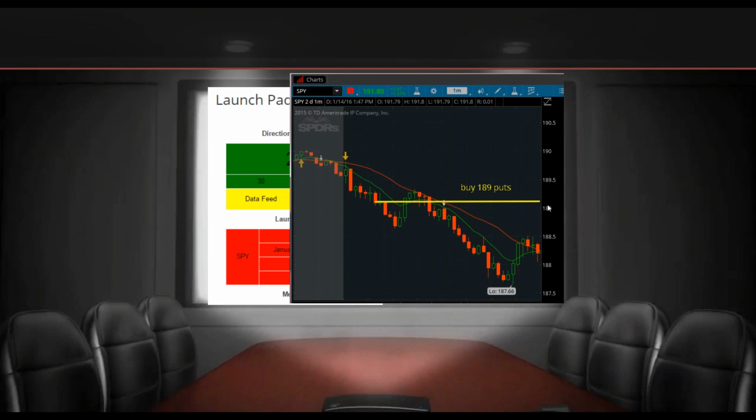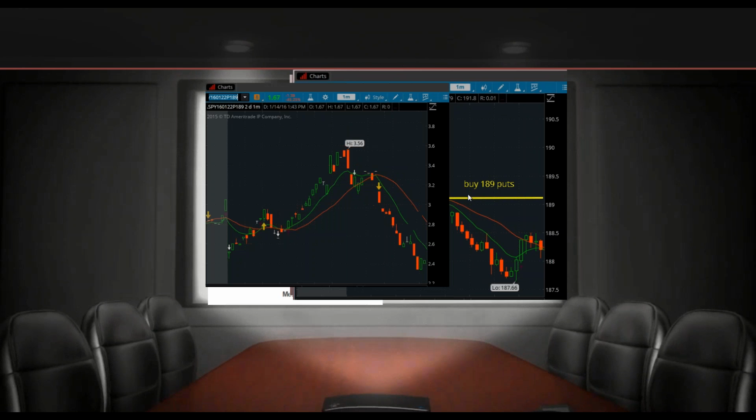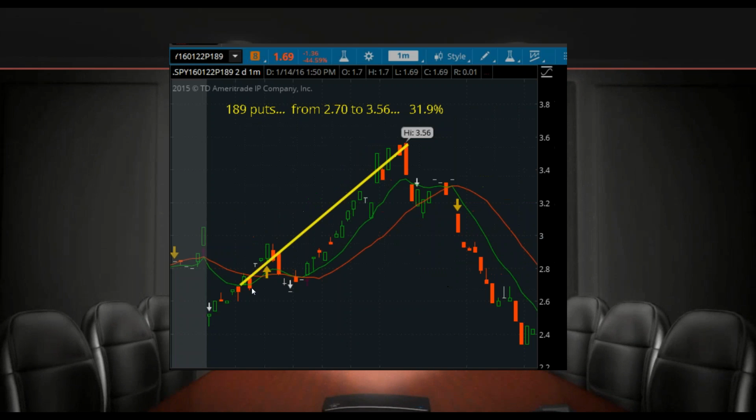You would have bought your 189 puts. We're going to buy at the money, slightly out of the money, at the money, okay? So we bought the 189 puts. This is the chart of the put. 189 put at 9:35. It went from about $2.70, ran up to $3.56. Again, you're only shooting for 6%, but look at this. Already, there was almost 32% profit in this trade.